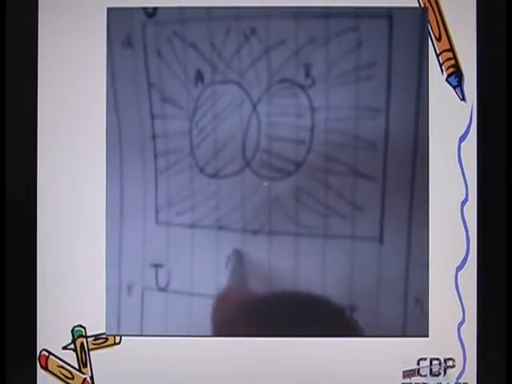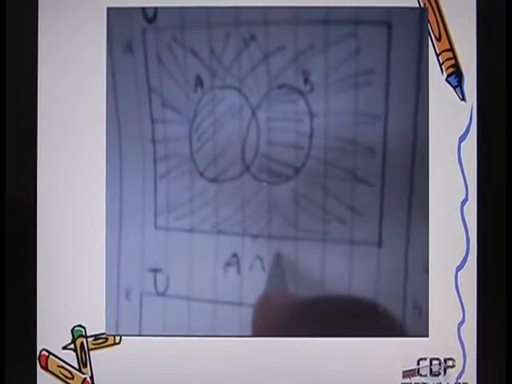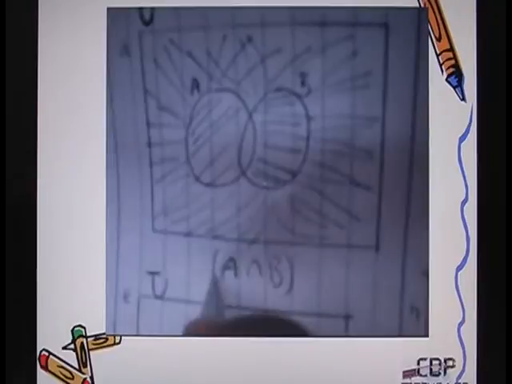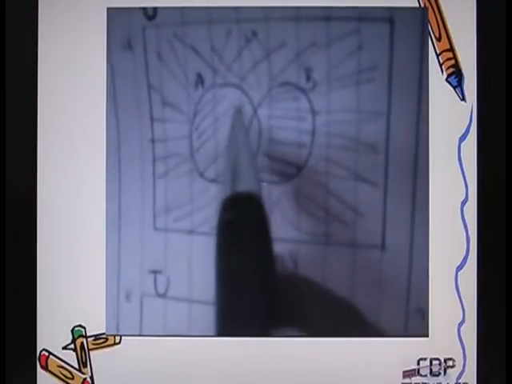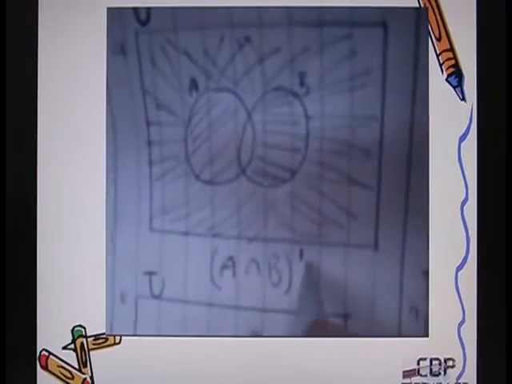Now, the fact that this area is not shaded, it would have been A intersect B. But we are saying that the area that is shaded is telling us the members that is not in the set A intersect B. So it's a complement then of A intersect B. Let's look at another one.